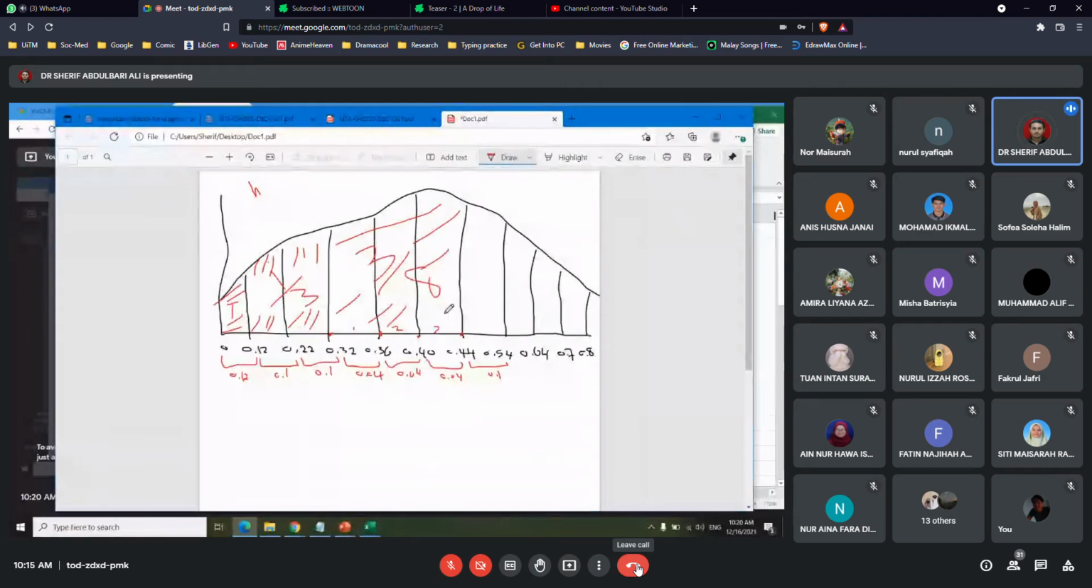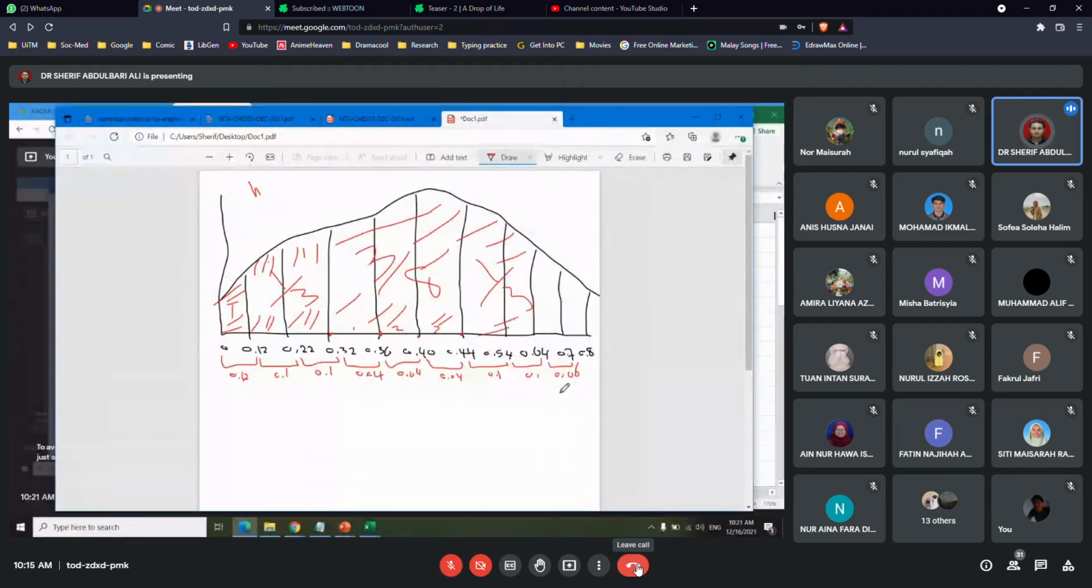Okay, so now from 0.54 the step size is equal to 0.1, and from 0.64 to 0.7 it's 0.06. So that means I cannot combine these segments with these two. So I have here 2 segments with 3 points, so I will apply 1 over 3 here for these 2 segments.